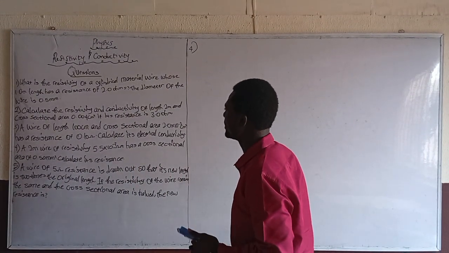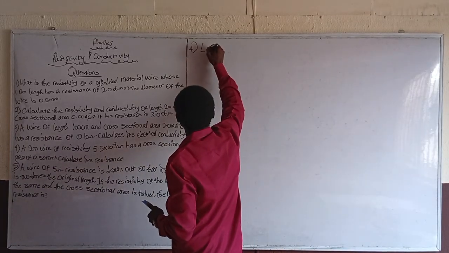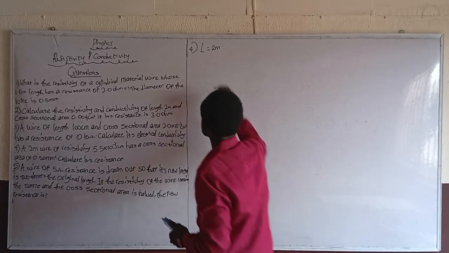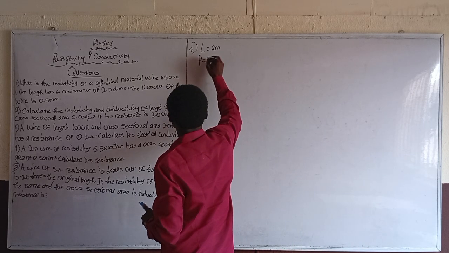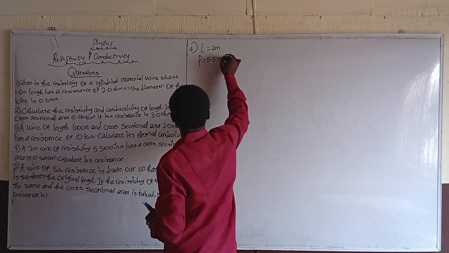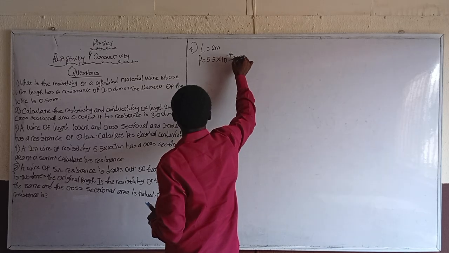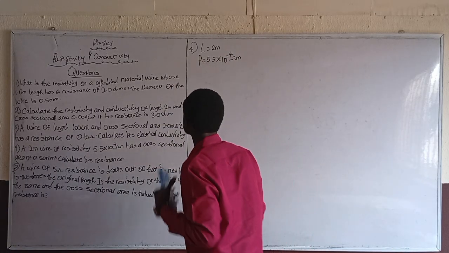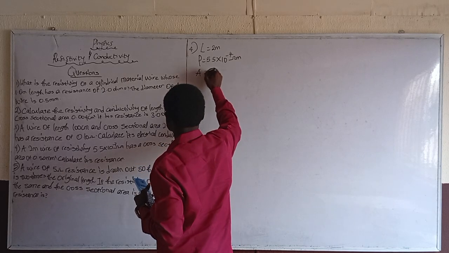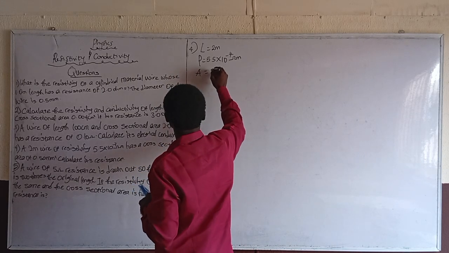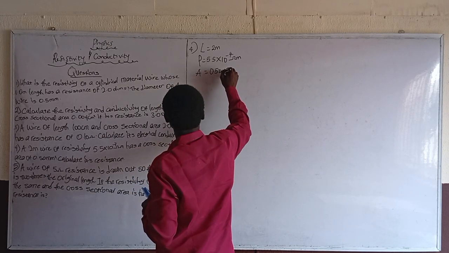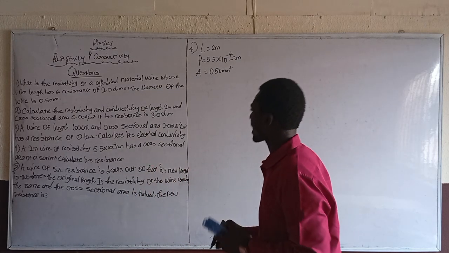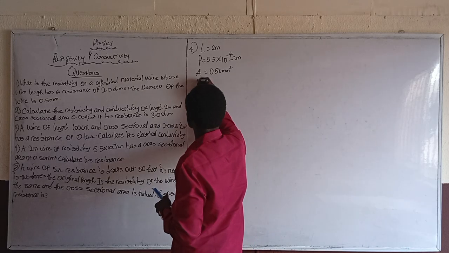A 2 meter wire, length is 2 meter, of resistivity 5.5 times 10 raised to the power minus 7 ohm meter, has a cross-sectional area of 0.50 millimeter square. Calculate its resistance.